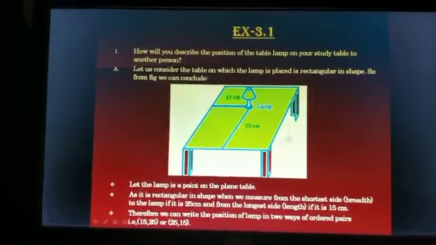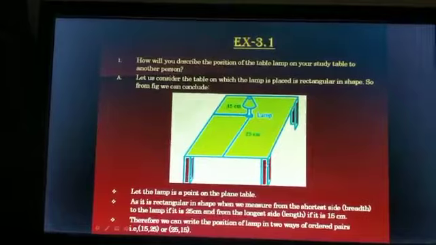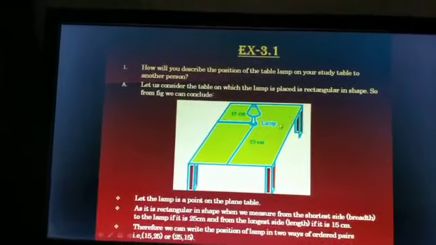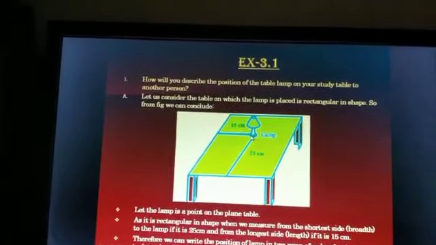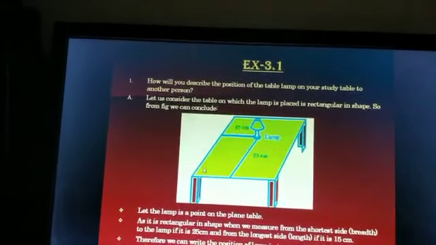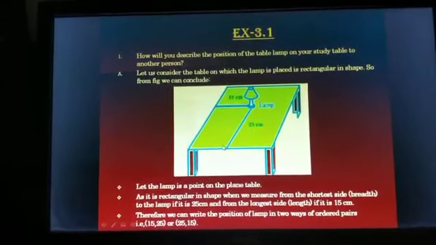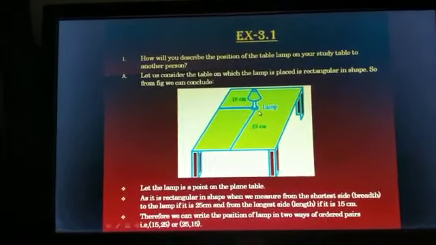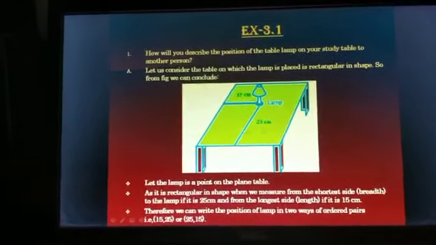Let me show you with the figure that this is the table. Can you see this? This is the table and it is rectangular in shape, and my lamp I have placed here. When I measure the lamp from the shortest side, that is the breadth, you all know that when I measure from the shortest side to the lamp, it is 25 centimeters. So I will note it in my figure as 25 centimeters.